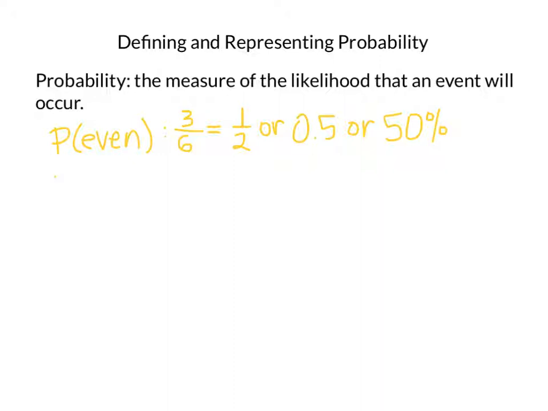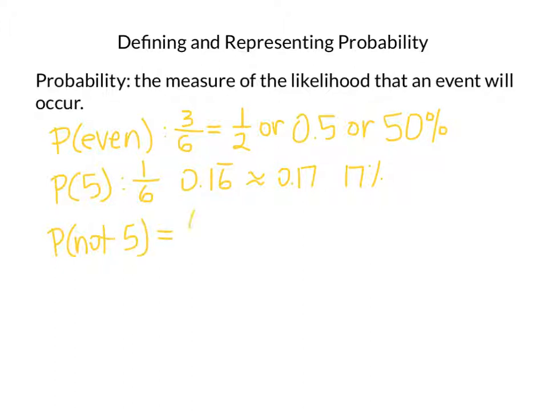Now the probability of rolling a 5, of course there's only one 5 on the die out of the 6 sides, and so it's 1/6. As a decimal, that's 0.16 repeated, so if we want to round it, that would be approximately 0.17, and as a percent, that would be 17%. Now, how about the probability of not rolling 5?